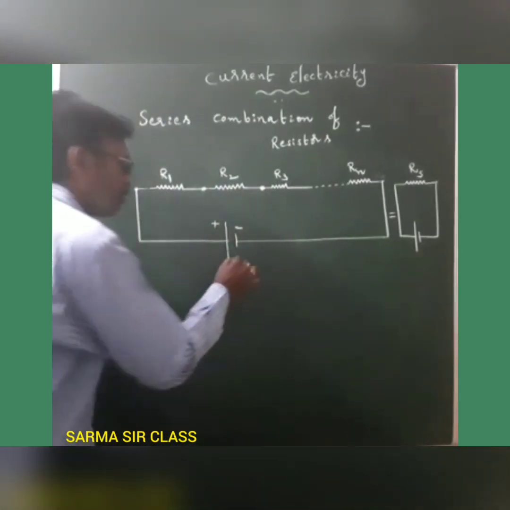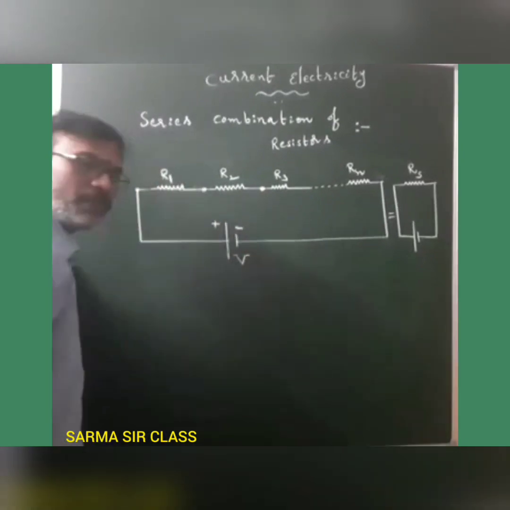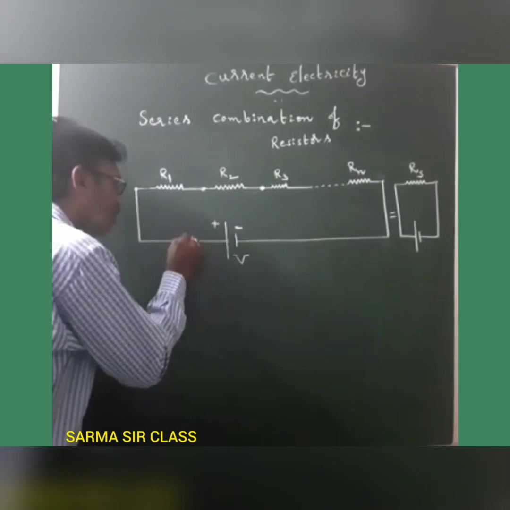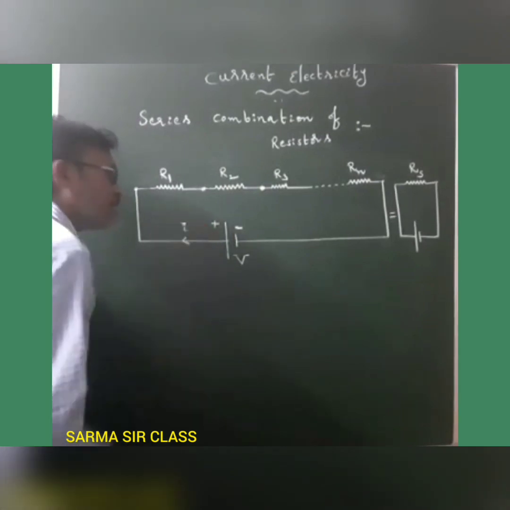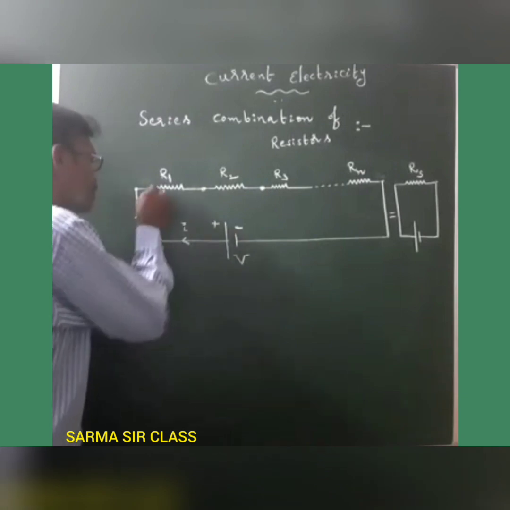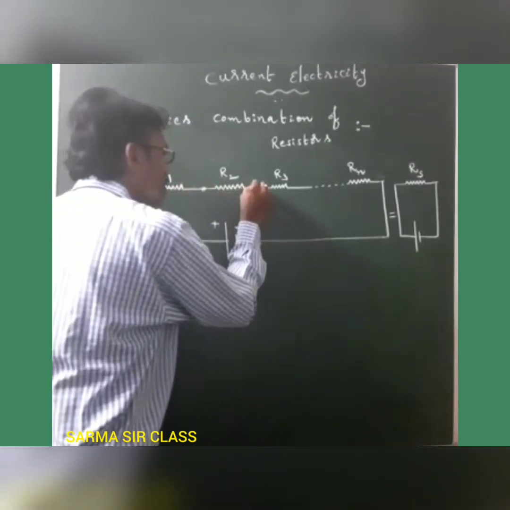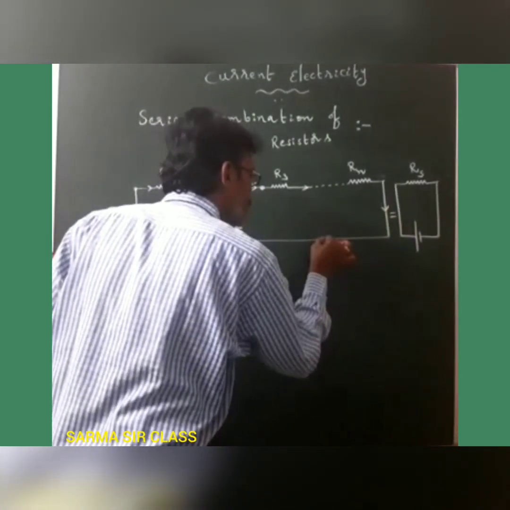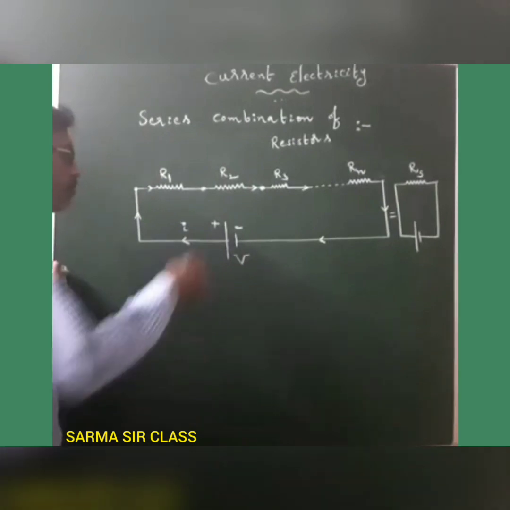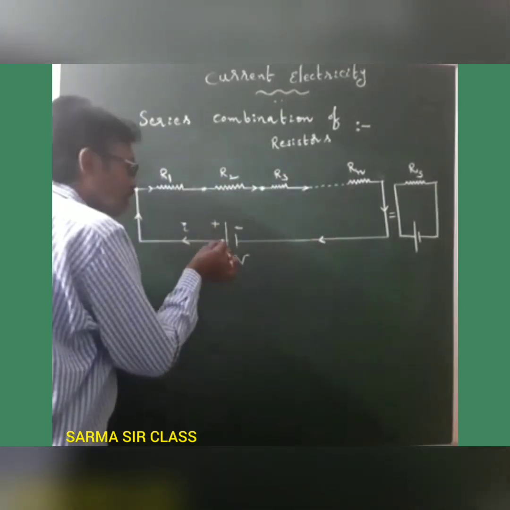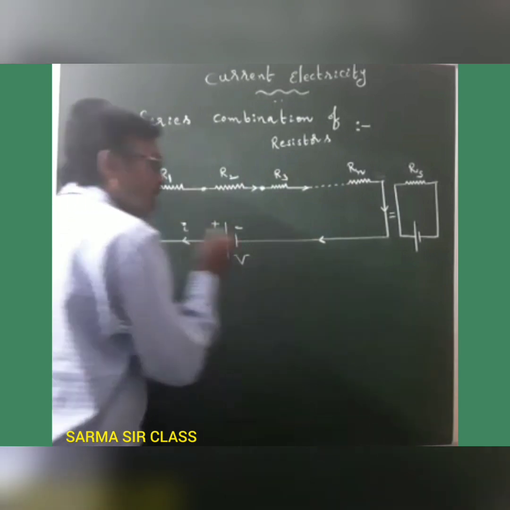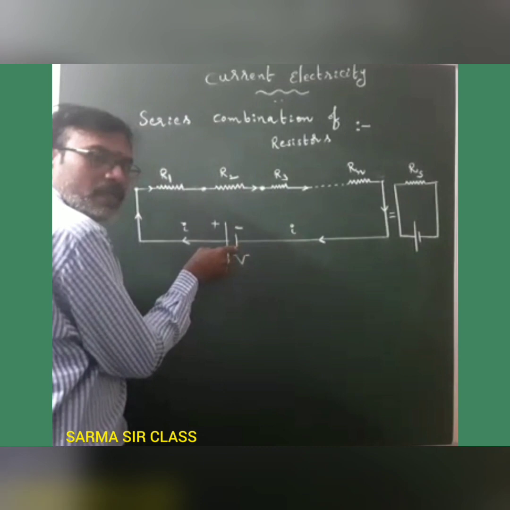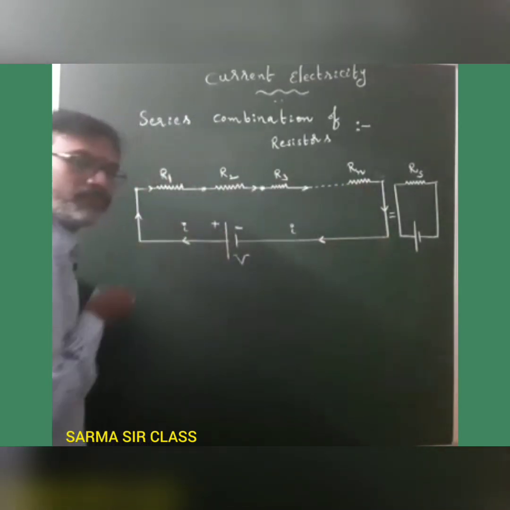Now here this is plus and this is minus. I am taking the potential difference of the cell as V. From the positive terminal the current is passing. See this circuit direction: always the current flows from positive to negative. So from the positive terminal, current I is leaving, and again current I is entering the negative terminal. This is one closed circuit.